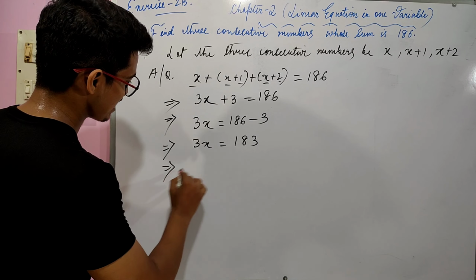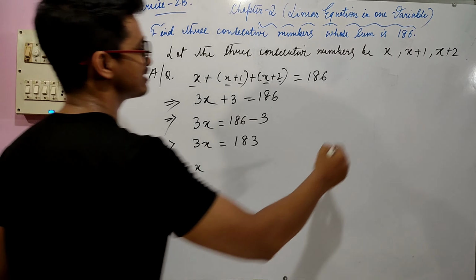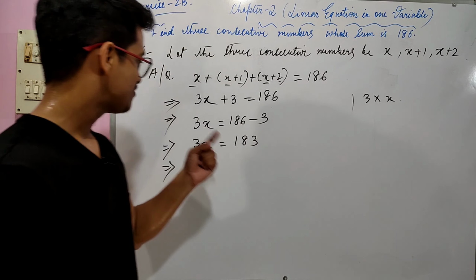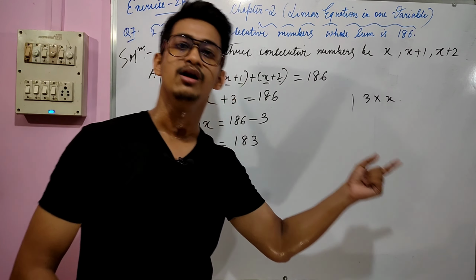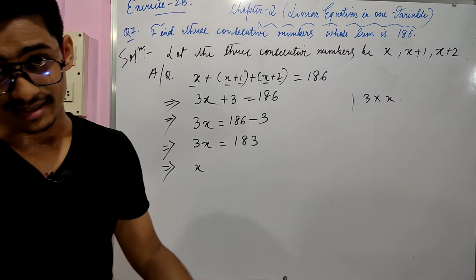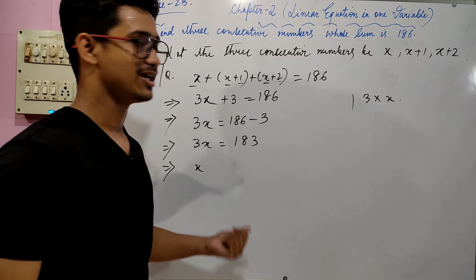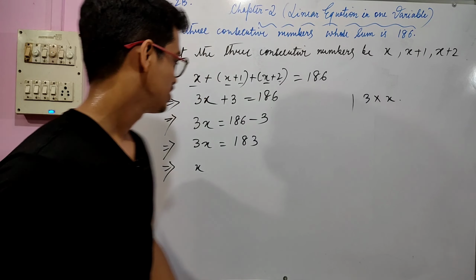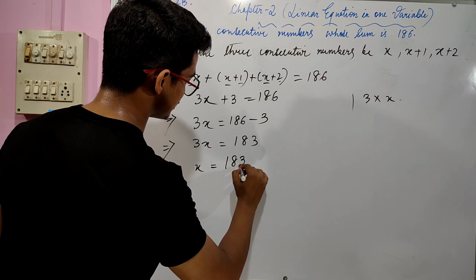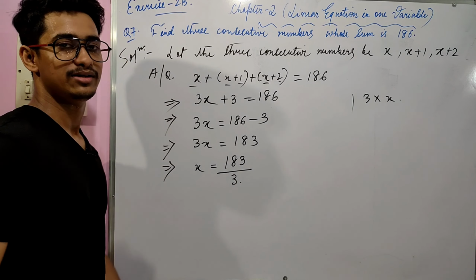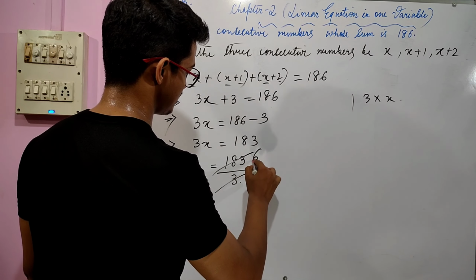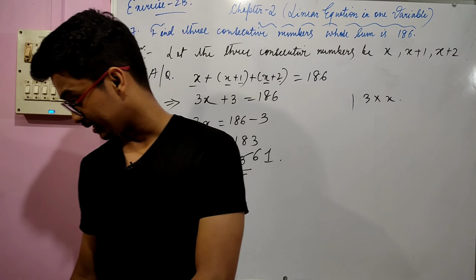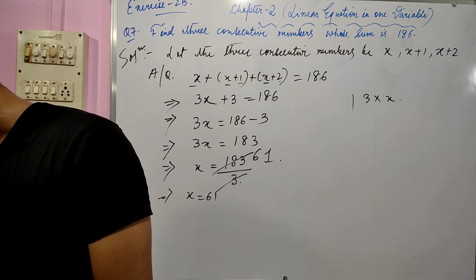So 3x is equal to basically 183, and then x is equal to what? 3x is nothing but 3 into x, and we know that when plus goes from the left hand side towards the right hand side it will become minus, and when multiplication goes from the left hand side towards the right hand side, it will become division. So x is nothing but 183 by 3. So 183 divided by 3 is very simple, that is 61. So here x is equal to 61.